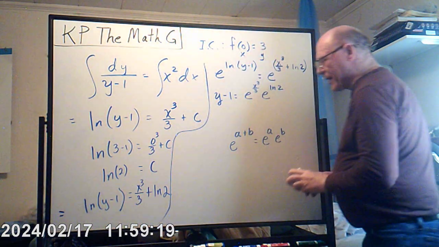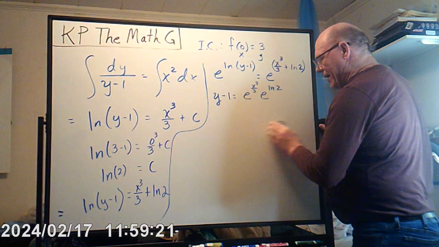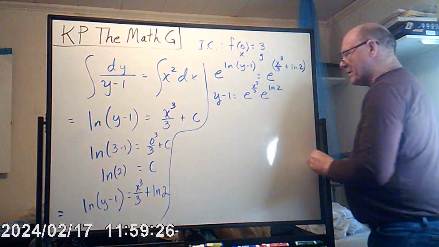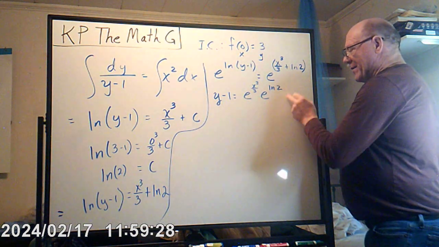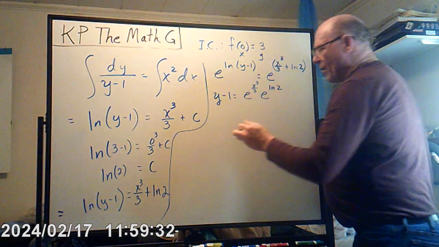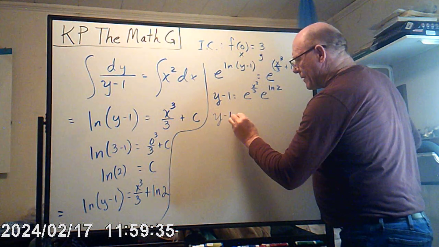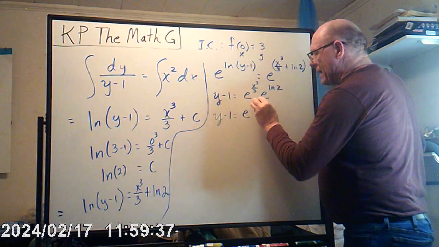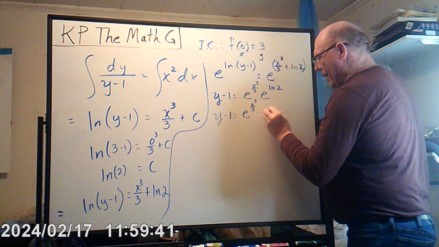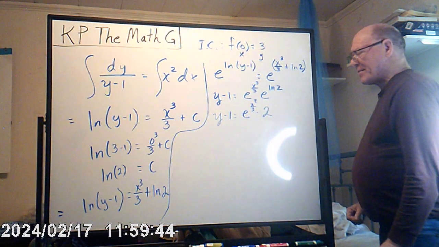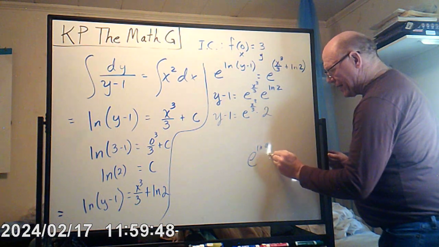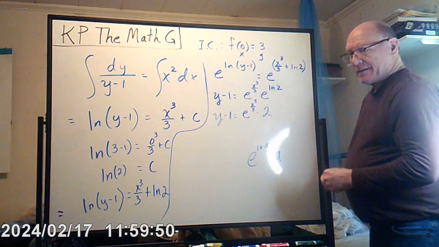A little more cleaning up. What do you see that we can do now to kind of clean this equation up a little more? Yeah, e to the ln is gone, isn't it? So y minus 1 is e to the x cubed over 3 times 2, isn't it? E to the ln of a is just a, right?